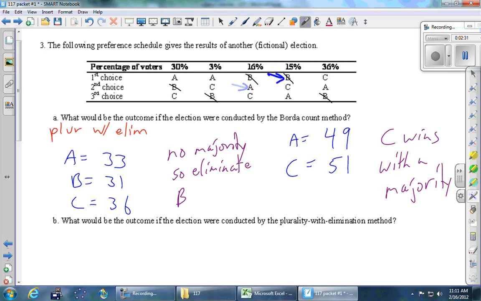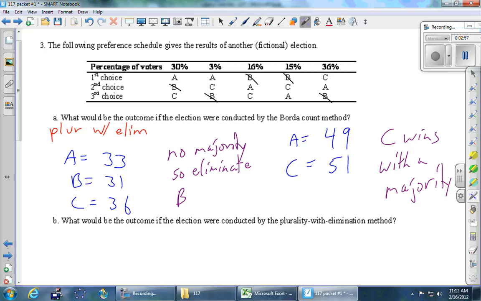These ones used to go to B, but now who do they go to? It's going to C. And so you recalculate first place, but notice that first place might no longer be in the top row. I added them up again, and I got 49 and 51. Of course, it still adds up to the same 100 that it added up before. And now C has a majority, so they win. Any questions about plurality with elimination?